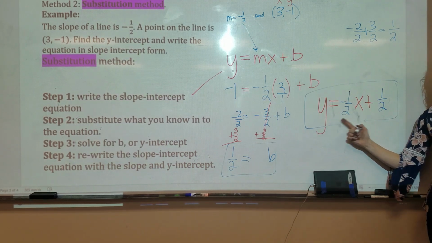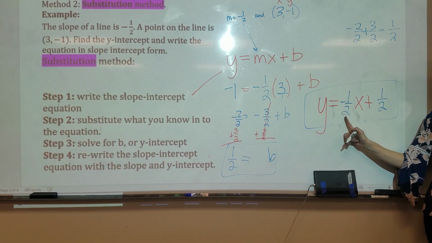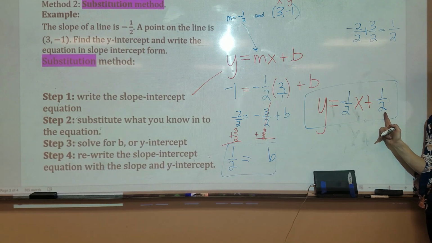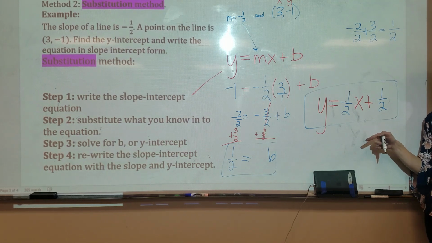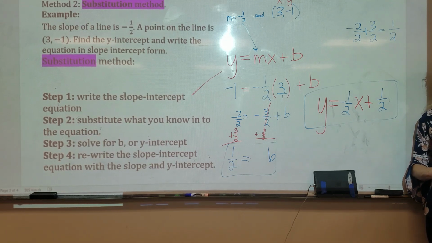Now I've written an equation. It's in slope-intercept form. I wrote my slope in it, and I wrote my b in it, which I found out. And now I have an equation. I'm done. So it's kind of a lot of steps, but it's not that bad. Give me a thumbs up if you think I got it.